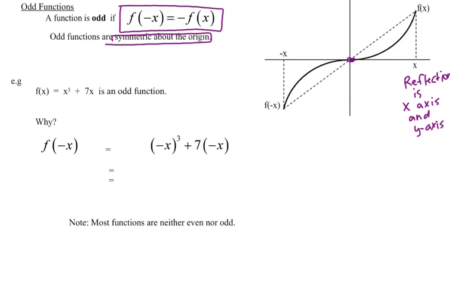So here's an example, x cubed plus 7x. If I plug in f of negative x, cubed is going to be still negative x cubed. 7 times negative x, negative 7x. What can I factor out from both of these? Negative, so that gives me x cubed plus 7x. What is x cubed plus 7x equal to? Our original f of x. So if f of negative x equals negative f of x, then it is an odd function.